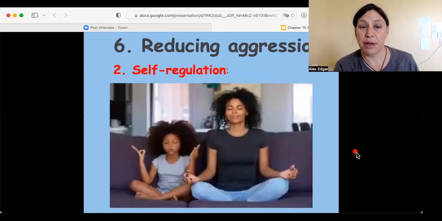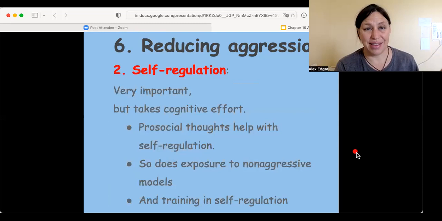Okay, how about self-regulation? Teaching people how to manage their own emotions. Very effective, very important. Takes effort. Often used as part of anger management classes, which are very important and useful. Pro-social thoughts help with self-regulation, kindness, morality, and generosity, and so on. So does exposure to non-aggressive models that you know what to do, someone's teaching you. And training in self-regulation, like actually learning the skill, the hands-on practical skill.